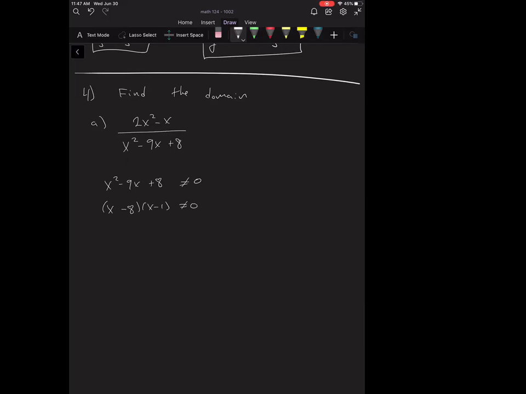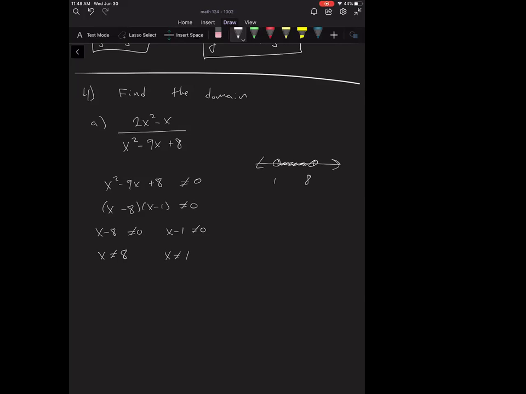So this can't equal 0, so x minus 8 isn't allowed to be 0, and x minus 1 can't be 0. So we get x can't be equal to 8, and x can't be equal to 1. So on a number line, here is 1, here is 8. We're not allowed to be those, so we put open circles. And since this is the only issue that we had, there's no square root, so we don't have to worry about that. The only time we had a problem is when the bottom of the fraction is 0. That only happens at 1 and 8. So those are the only issues.